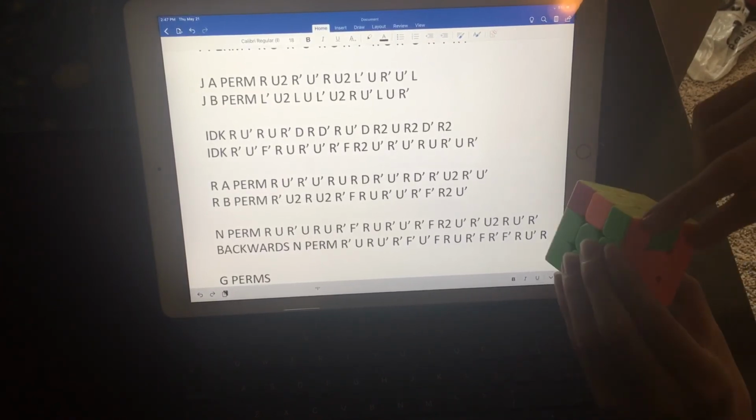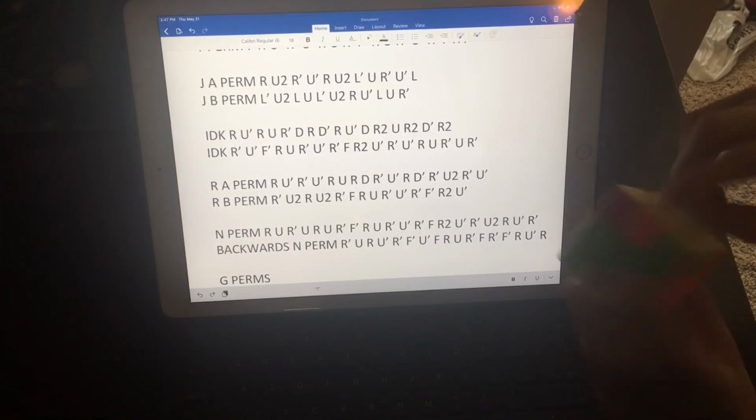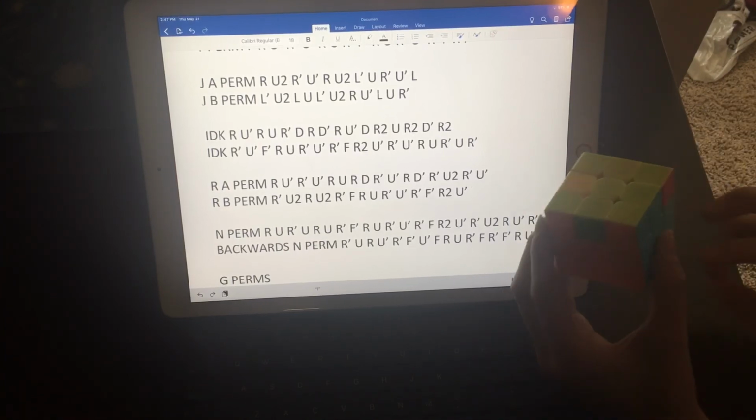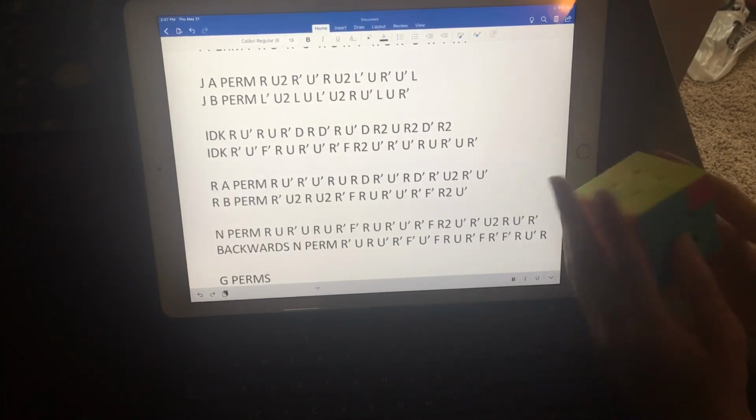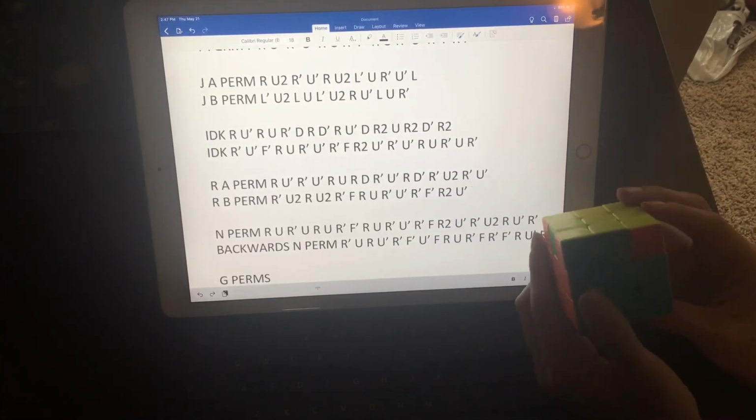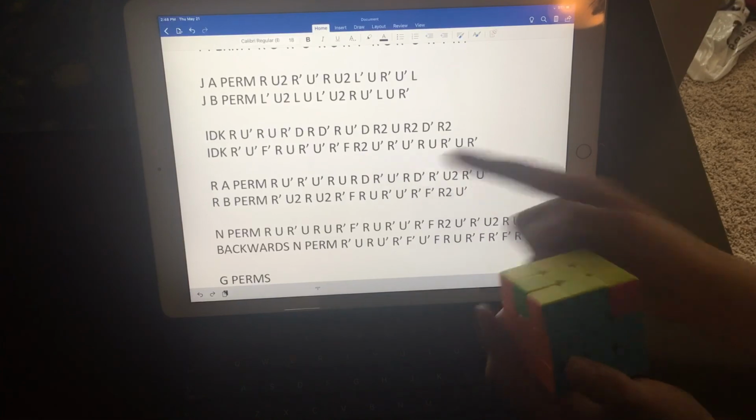So you have 2 dots here, nothing in the back, and a bar here. So this is the RA perm. The bar will be on the right of the dots. So these dots will be on your left. And you do this algorithm right here.